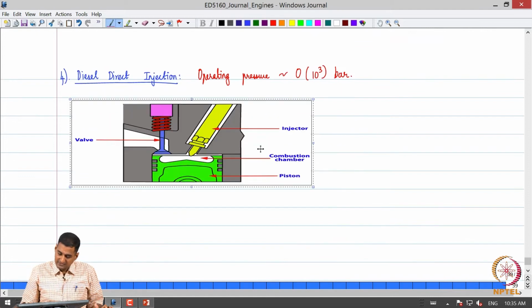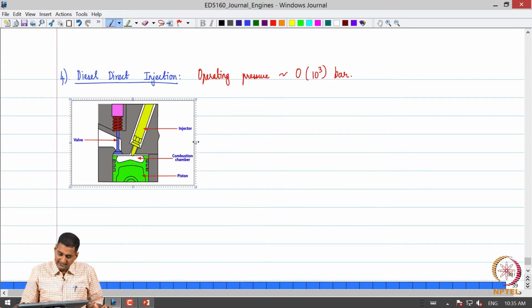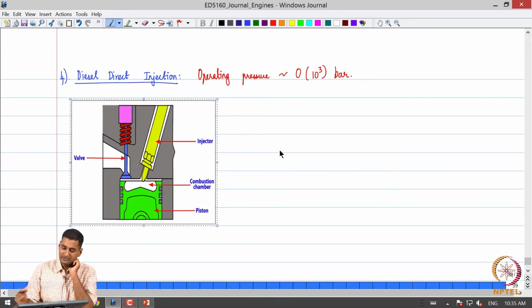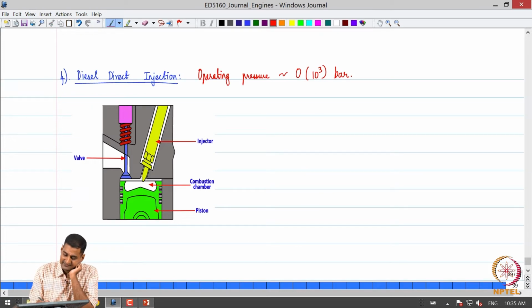So, we can observe that once again the fuel is directly injected into the engine using this injector. You can see that the injector directly will spray the fuel at very high pressures. Please note that although the volume of the combustion chamber or the cylinder is small, because the diesel is injected towards the end of compression, the pressure is high.